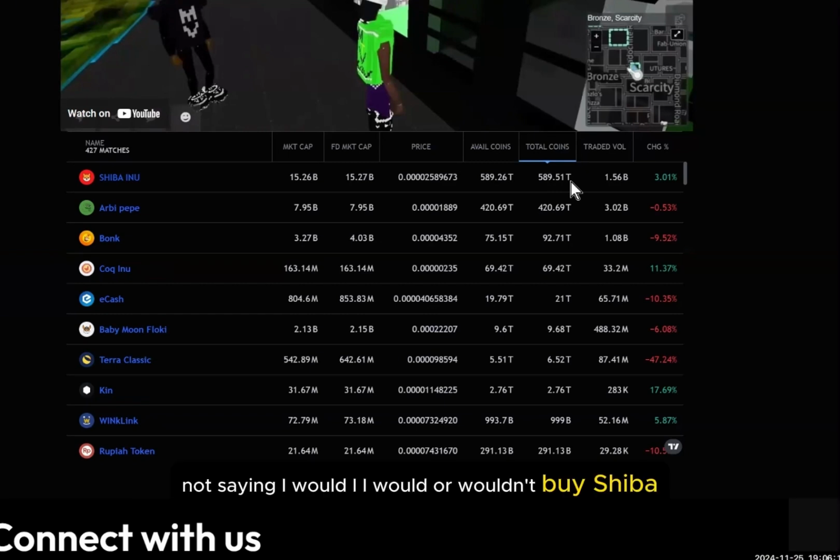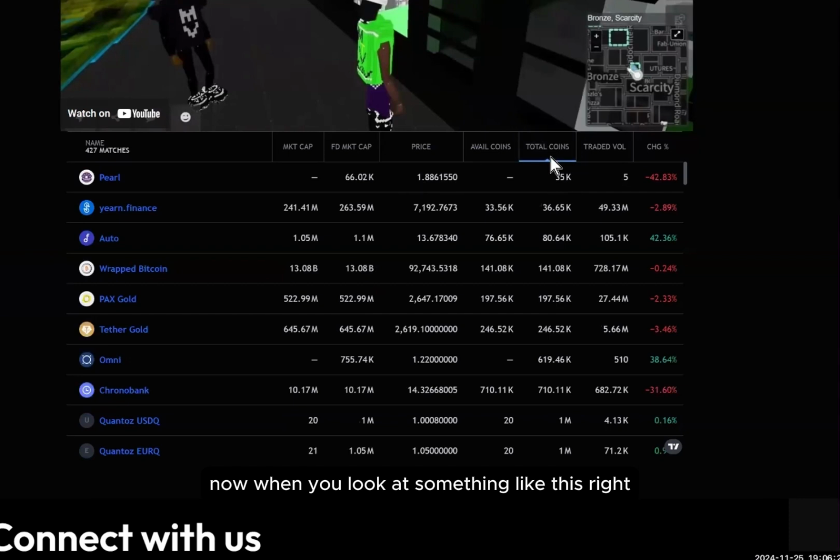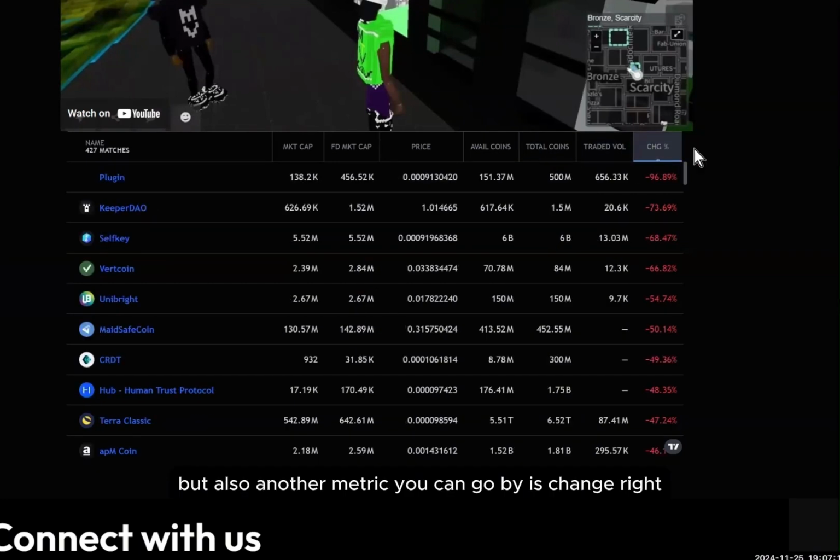Not saying I would or wouldn't buy Shiba, but looking at those metrics, that's something I know is going to take me some time to make my money unless I got into it early. Now, when you look at something like this, it's only 36,000 tokens. But another metric you can go by is change.